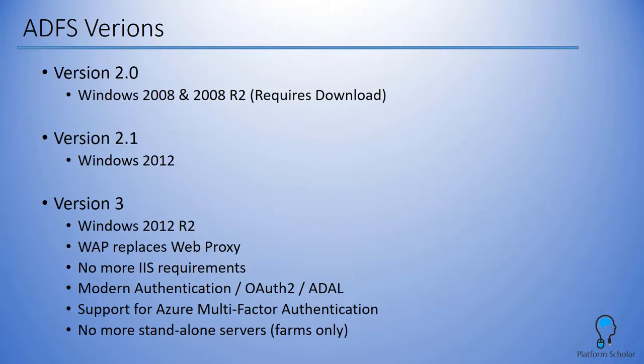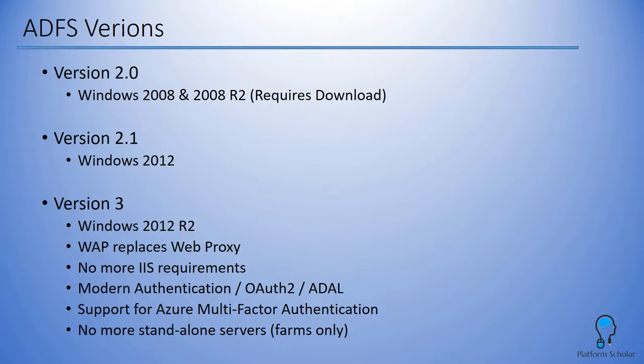The last thing we'll talk about is ADFS versions. Originally, Windows 2008 and Windows 2008 R2 shipped with ADFS versions 1.0 and 1.1. You don't see these around too much anymore, but version 2.0 was made available as a download for them. With Windows 2012 came version 2.1, which was very trivial upgrades to 2.0. Now with Windows 2012 R2, we have our ADFS version 3, and there have been a lot of changes.